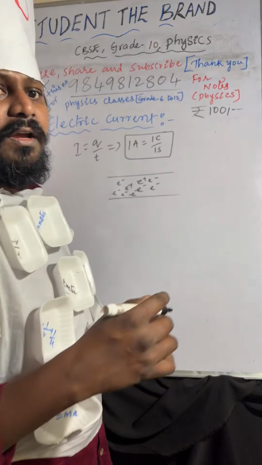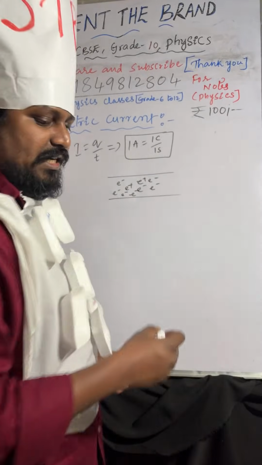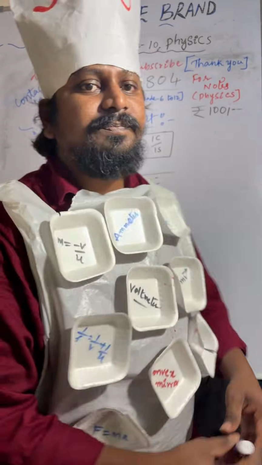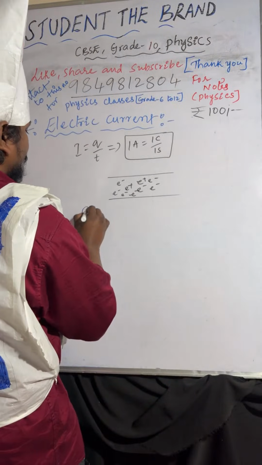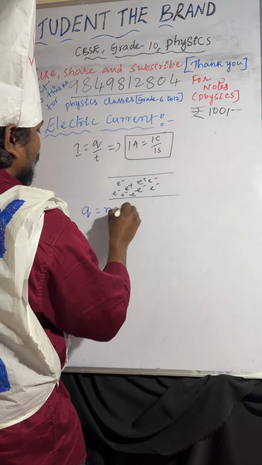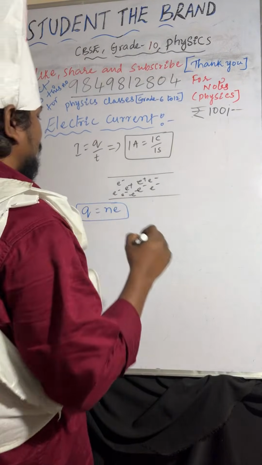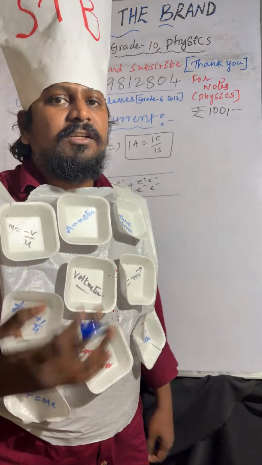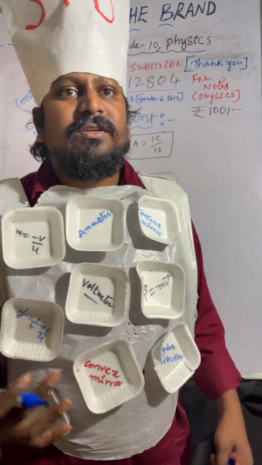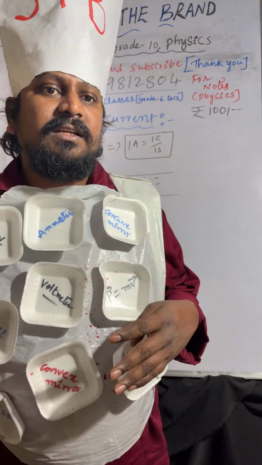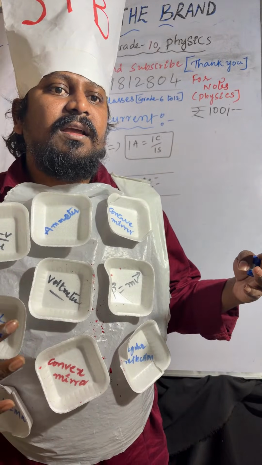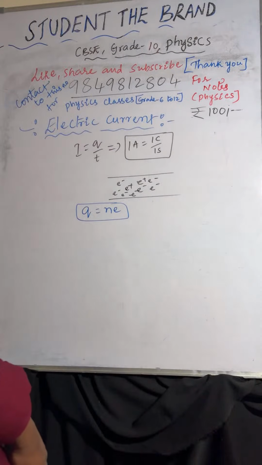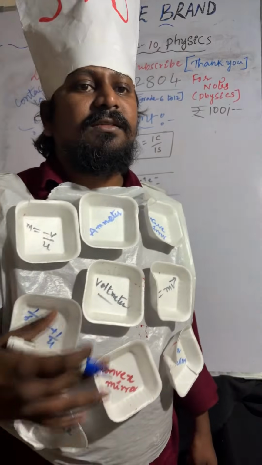So Q equal to Ne. This is quantization of charge. We can take plus or minus. Why are we saying plus or minus? Because positive charges are there and negative charges are also there. That's why we say plus or minus.